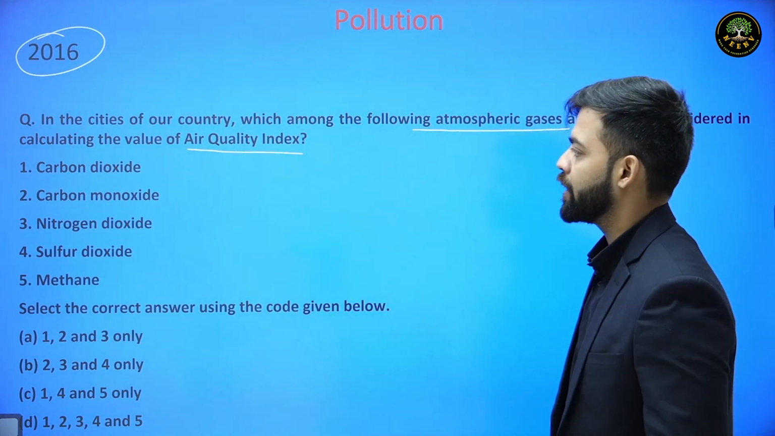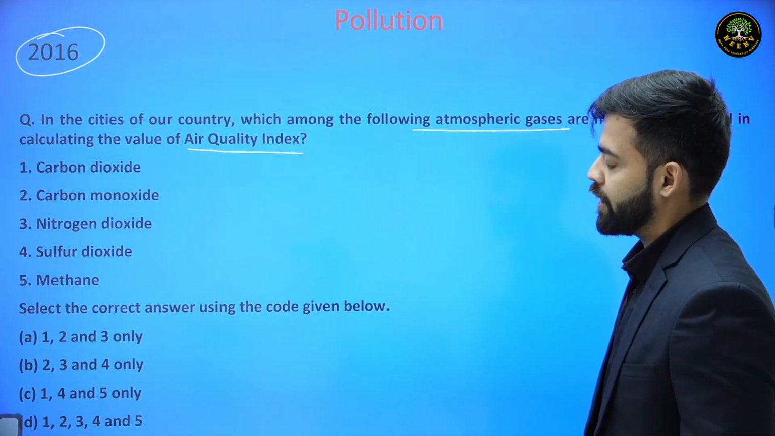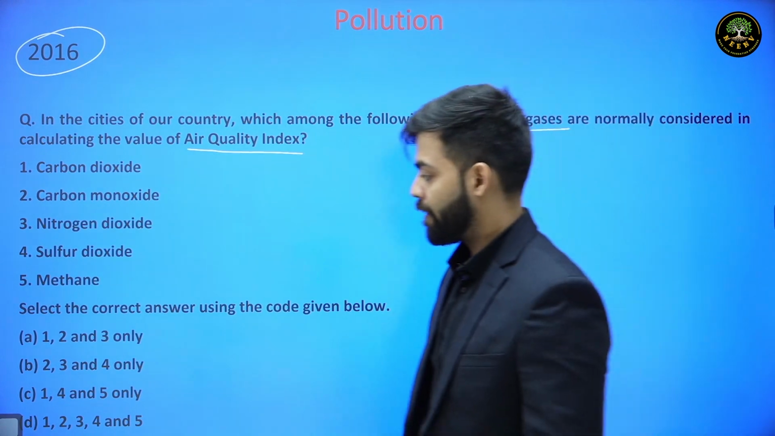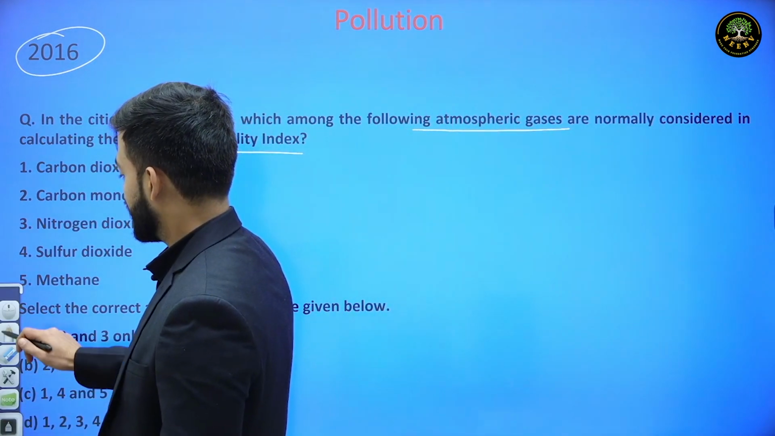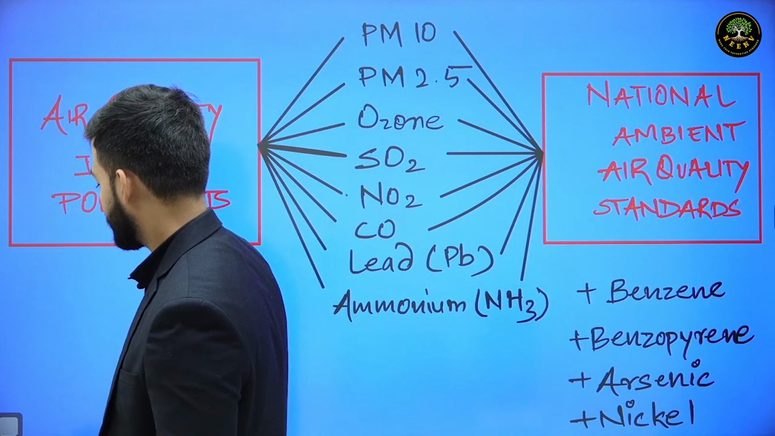Number 1, carbon dioxide. Number 2, carbon monoxide. Number 3, nitrogen dioxide. Number 4, sulfur dioxide, and number 5, methane. Now, as far as air quality index is concerned, there are 8 pollutants mentioned in the air quality index.